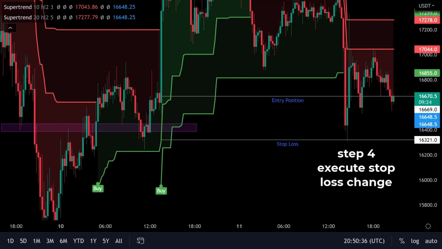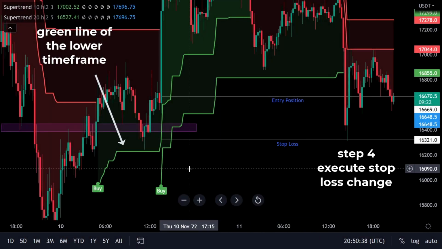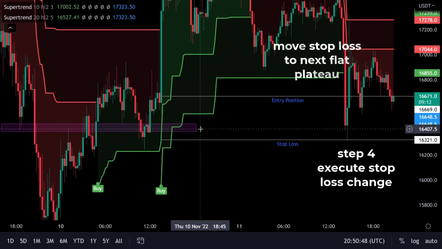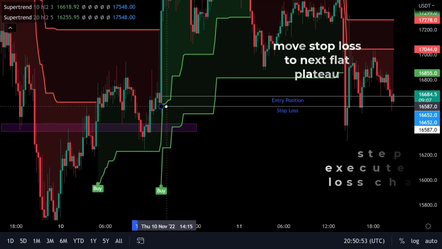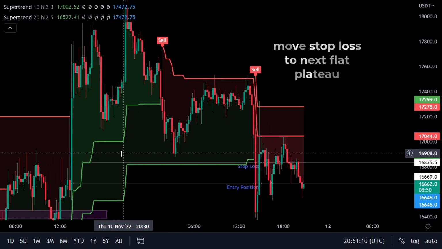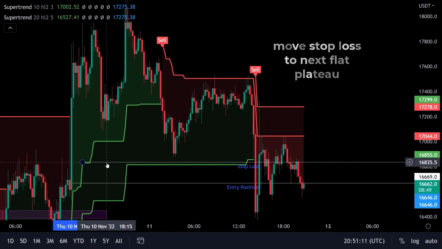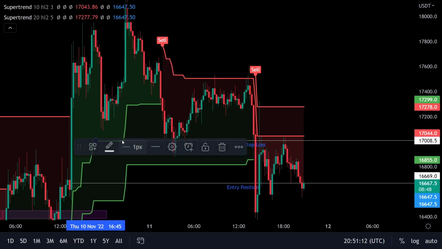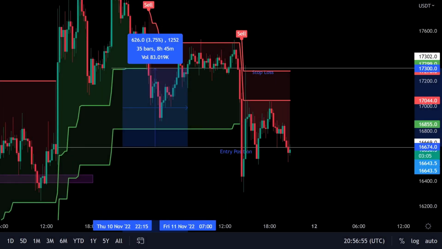We have taken a long position with our stop loss under the support zone. Then we focus on the green line of the lower time frame Supertrend. This is always the one closest to the price. Whenever it is moving upward and crossing our stop loss level, it is almost time to move our stop loss to the next level. But beware, before we do so, we wait for the green line to flatten and only then move our stop loss to this level. We repeat this step as long as possible. The longer we can move our stop loss level upwards, the more profit we realize. As we can see, we moved our stop loss multiple times in this example, resulting in a nice profit.